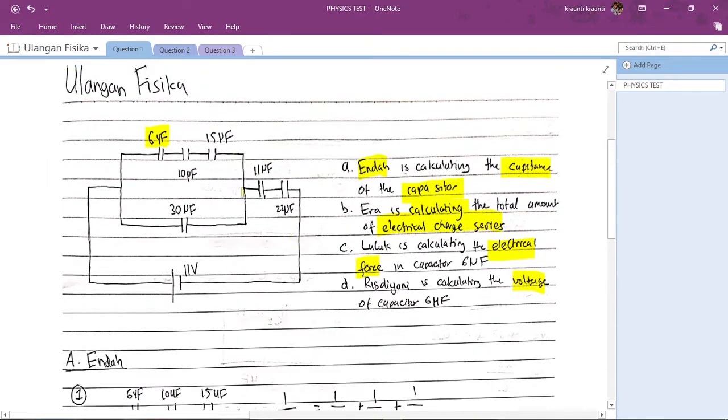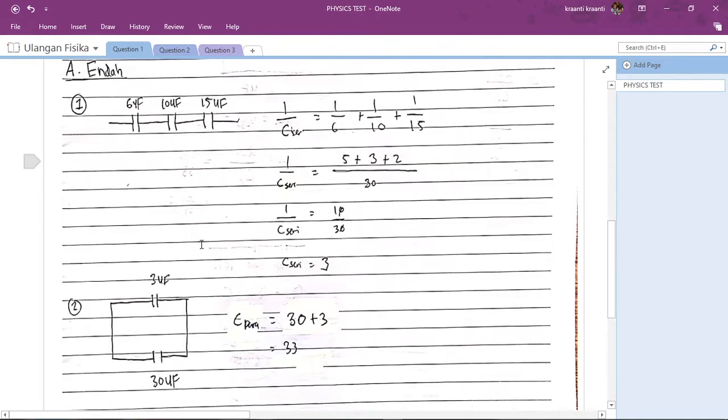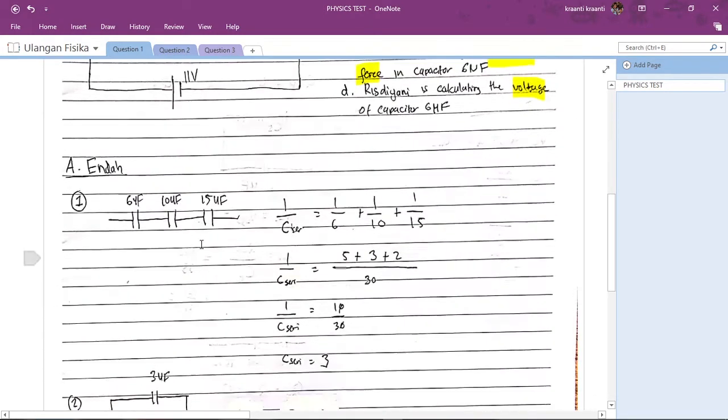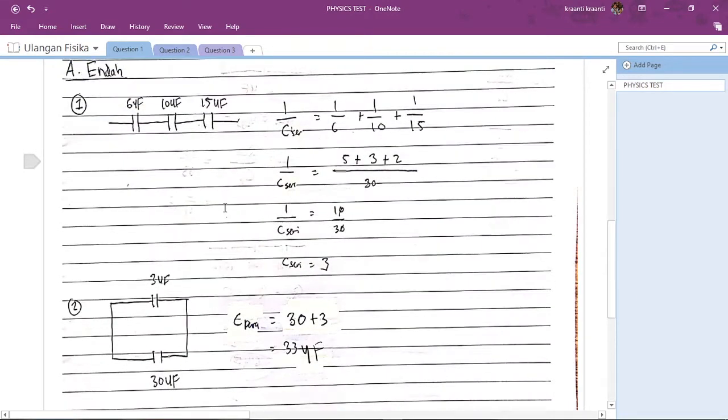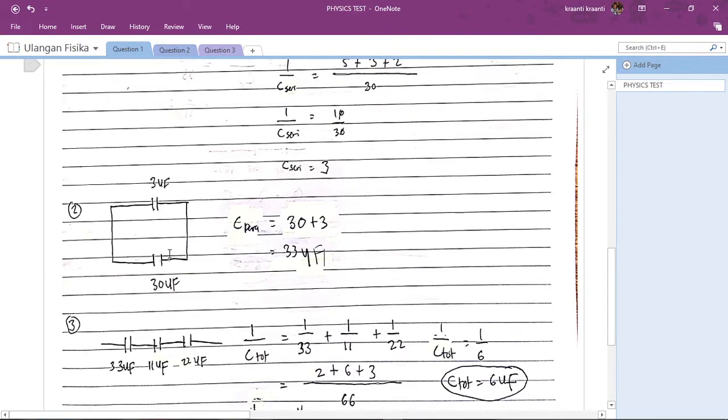So we already got this one, but we haven't got the whole. Then again we depict the current situation of the capacitors, where this one, the series, is 3, and this one is 30. It is a parallel, right? So if it is a parallel, we can just add it. So the C of the parallel is 30 plus 3, which is 33 micro F.